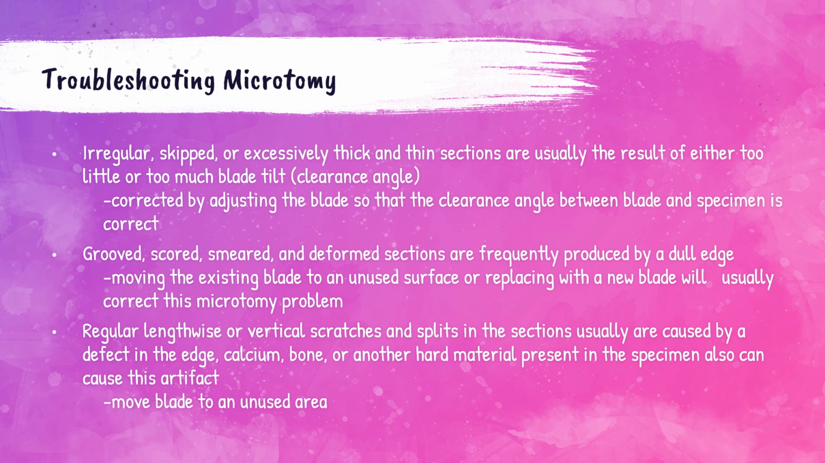Sections that are grooved, scored, smeared, or deformed are usually produced by a dull edge of the knife or blade. Replacing the blade will correct for this. You can also move the existing blade to an unused surface. This will also correct this. So moving the blade to an unused area will also help if there are scratches and splits in the tissue sections.